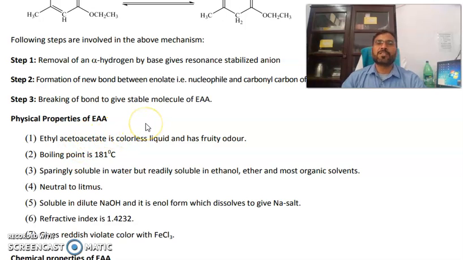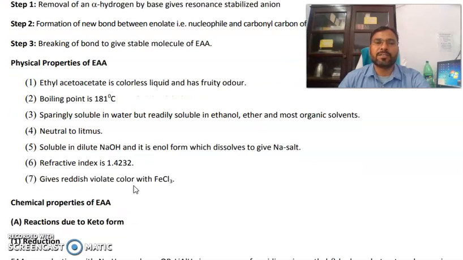So, physical properties of ethyl acetoacetate. Ethyl acetoacetate is a colorless liquid and has a fruity odor. The boiling point is 181 degrees Celsius. It is sparingly soluble in water but readily soluble in ethanol, ether and most organic solvents. Neutral to litmus, soluble in dilute sodium hydroxide, and it is the enol form which dissolves to give the sodium salt. Refractive index is 1.4 and it gives a reddish violet color with ferric chloride.